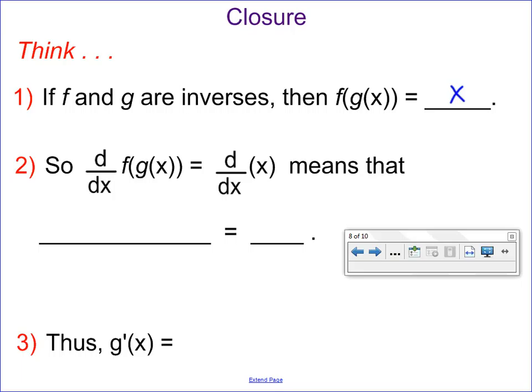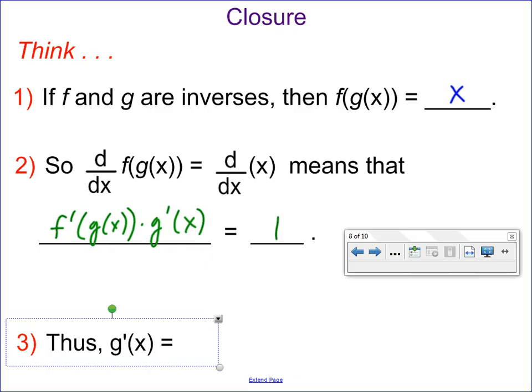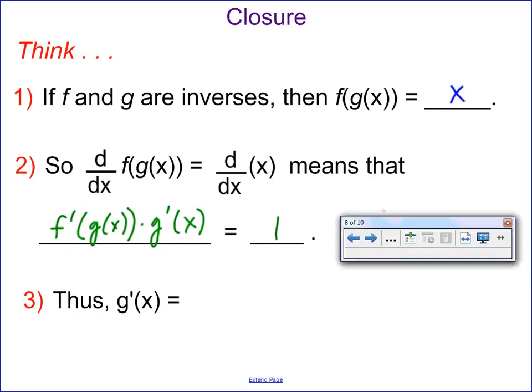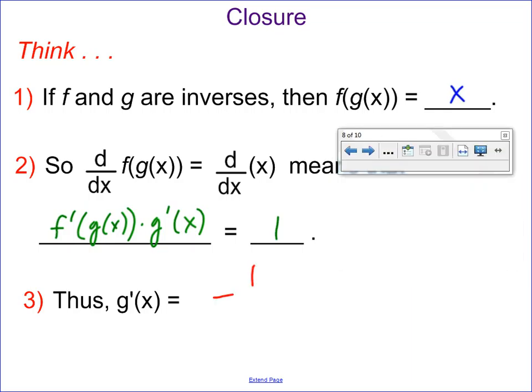So what blank equals blank, Emily? f prime of g of x times g prime of x equals 1. Awesome, thank you. Thus, g prime of x is given by Colin. 1 over f prime of g of x. If we divide over that f prime of g of x, then we've isolated g prime of x, that is the derivative of an inverse function.